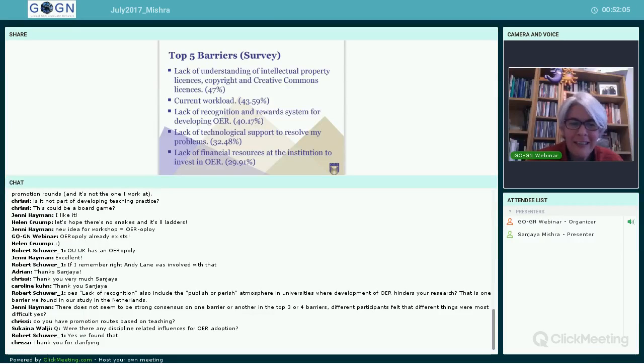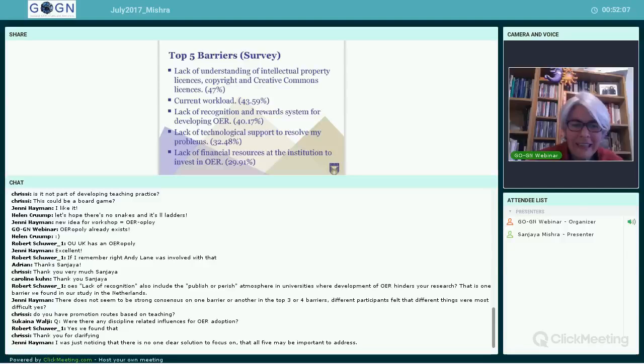I can go for Sukaina's. So Sukaina is asking about discipline-related influences for OER adoption. I'm not sure Sukaina, do you mean, if you're a science teacher, for instance, you're more inclined to adopt OER rather than a history teacher, for instance? Is that what you mean?